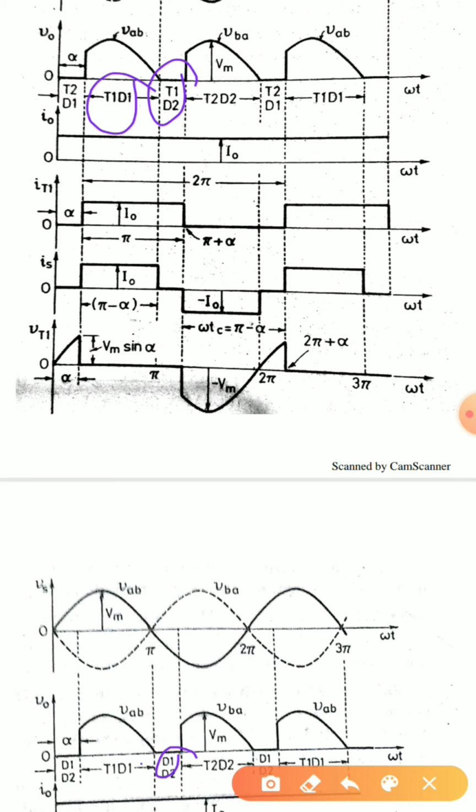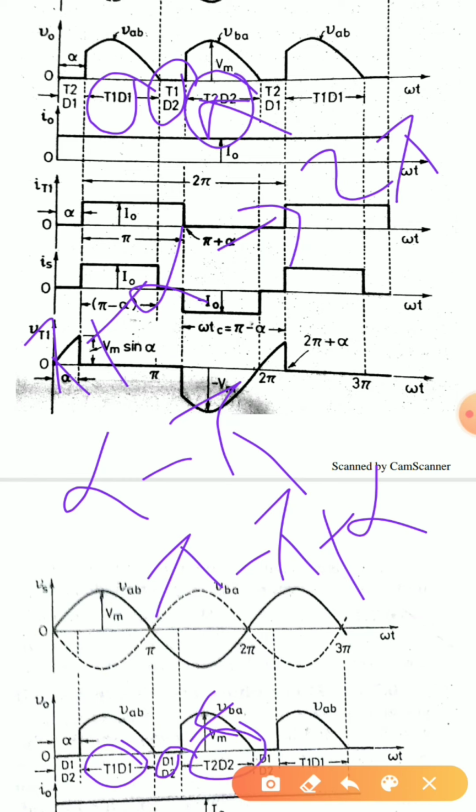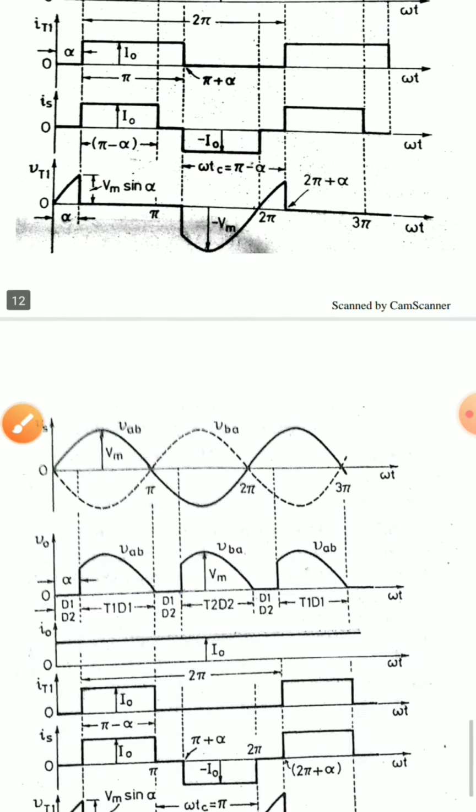From alpha to pi, T1 and D1 are conducting in both cases. From pi to pi plus alpha, here T1 and D2 are conducting, and there D1 and D2 are conducting. Then from pi plus alpha to 2 pi, T2 and D2 are conducting in both. In the next freewheeling period, here T2 and D1 are conducting, whereas there only D1 and D2 are conducting. So this is the only difference.